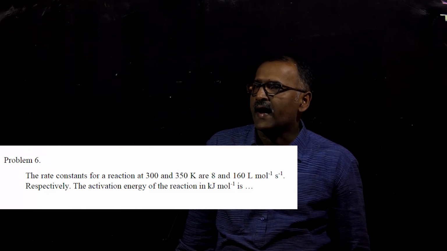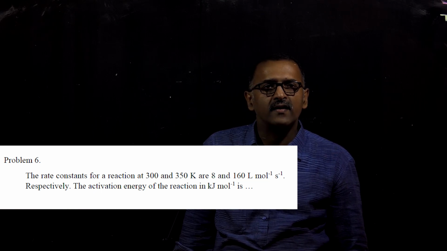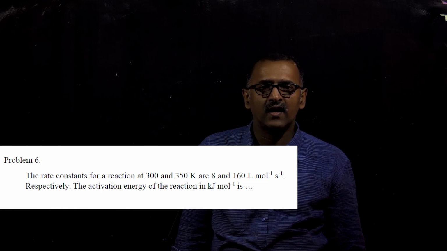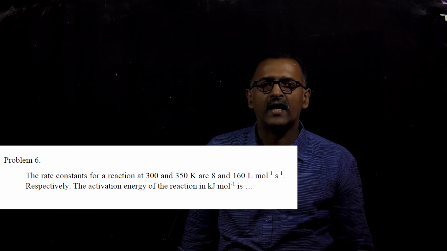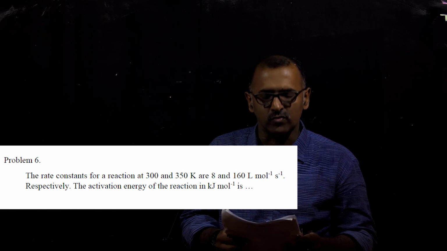This is a direct application of our integrated Arrhenius equation. So the problem is like this. The rate constants for a reaction at 300 Kelvin and 350 Kelvin are 8 and 160 mole inverse respectively. The activation energy of the reaction is to be calculated in kilojoules per mole.